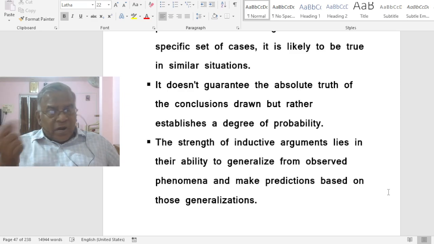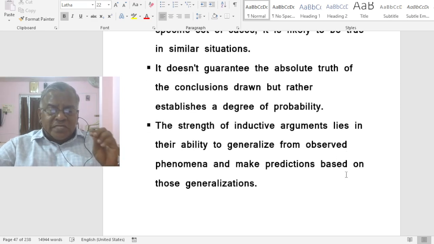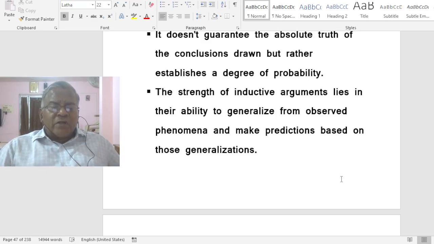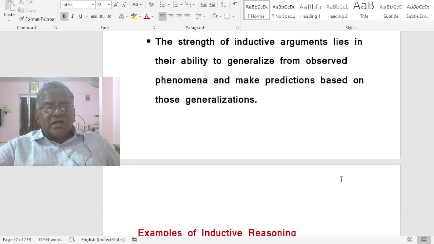It may be true, it may not be true. That's the idea here. Through the evidence you have, you come to a conclusion. Not necessarily should it be absolutely true. Probably it is true, yes. So, the strength of inductive arguments lies in their ability to generalize from observed phenomena and make predictions based on those generalizations.